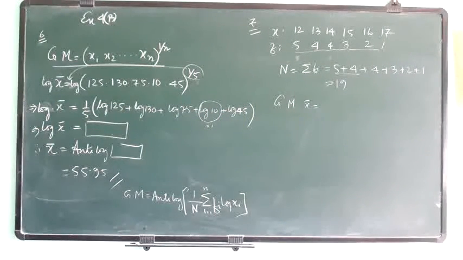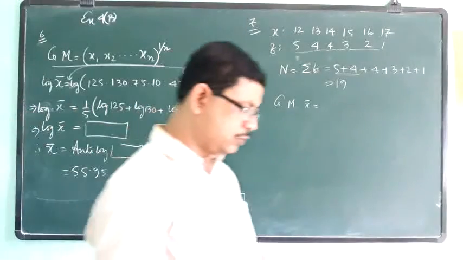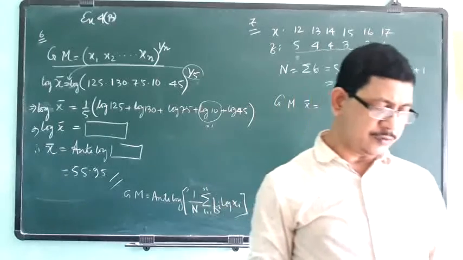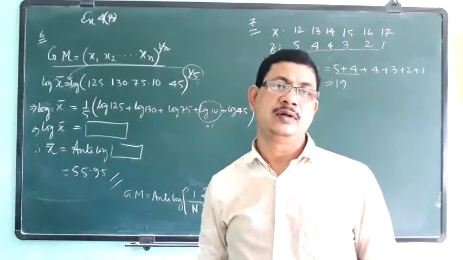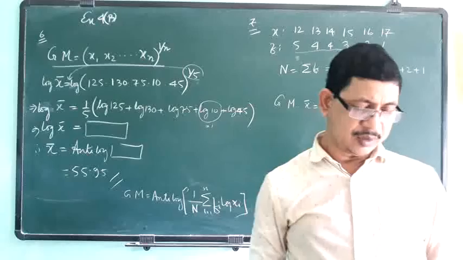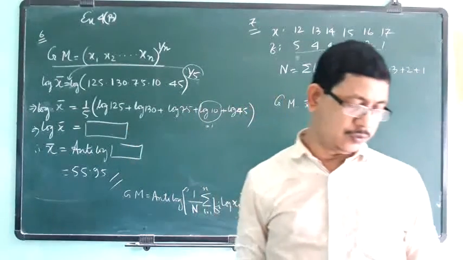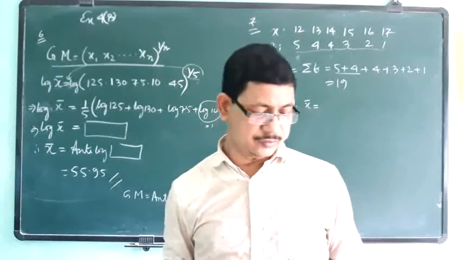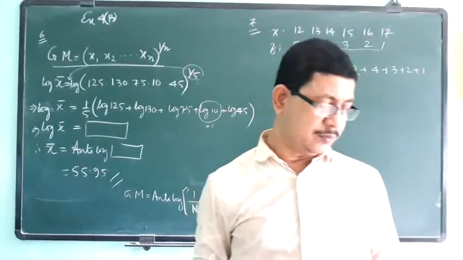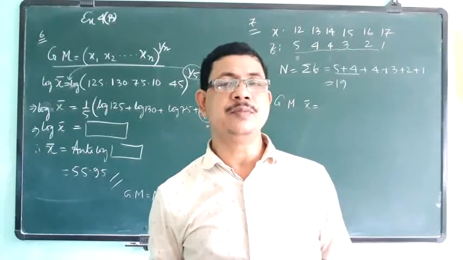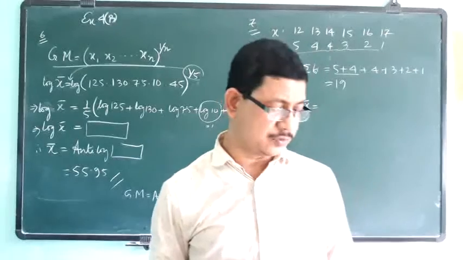So now I am going to solve this sum. But first I have to discuss a little about the merits and demerits of geometric mean. After that I will continue this one. Merits of geometric mean: it is rigidly defined. The definition is a rigid one, based on all observations, all terms, all numbers. Unlike mean or median and mode, where we do not use all the values, here all values are counted.